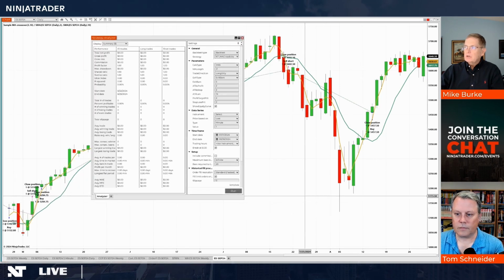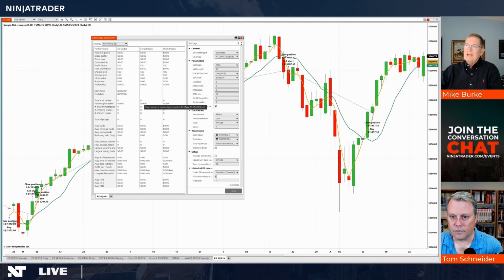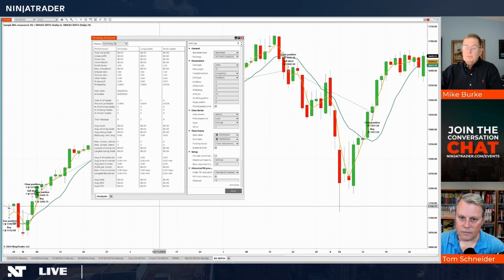Instead of having a chart, you can select the strategy that you want to backtest. You have all the inputs. You can choose to optimize your strategy here. And it's just a much more efficient, much faster way of backtesting different ideas very quickly. And it has the strategy performance report built right in.